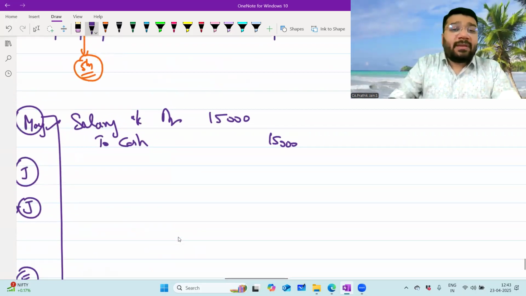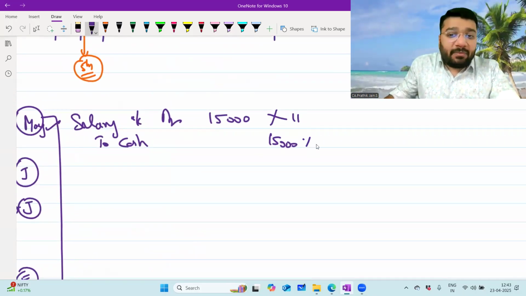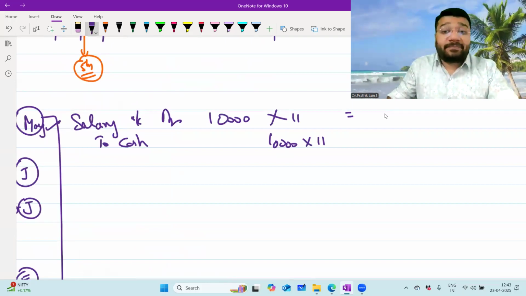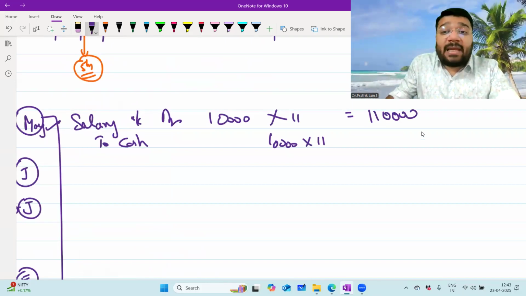So if I multiply this with 11, what do I get? For convenience's sake, can I take this as 10,000? Let's say the salary per month is 10,000. So how much is my 11 month salary? 1,10,000 is my 11 month salary.